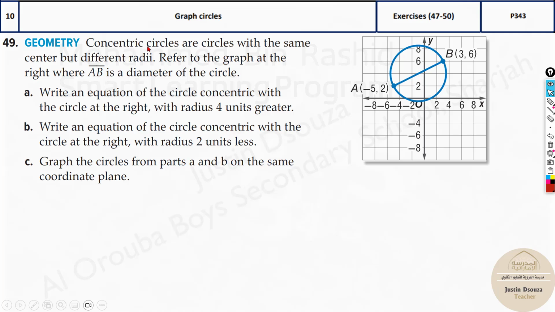Now this one over here is about concentric circles. Concentric circles are circles with the same center but different radii. Refer to the graph at the right where AB, this is the line, is the diameter of the circle. Write an equation of the circle concentric with the circle at the right with a radius of 4 units greater. Now what you need to understand is, they have told the center is same, but there is 4 more extra radius. So it's outer, bigger. So first what we will do is we'll find this radius, and then radius is 4 units greater, so we'll add 4 to that. So how we do that is, you can do it in different ways.